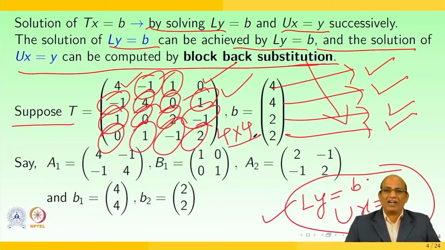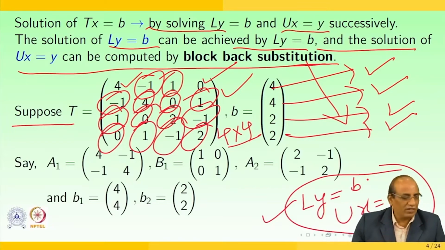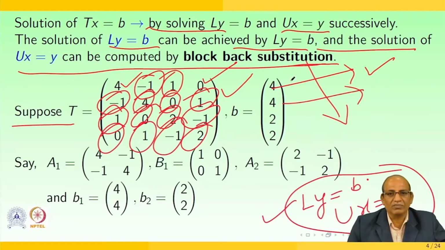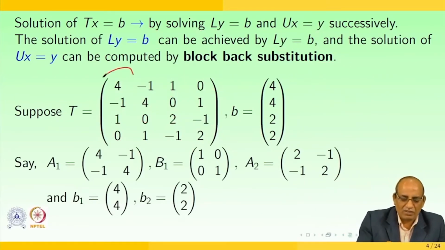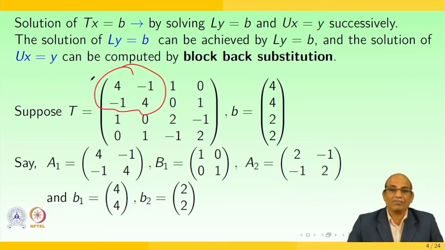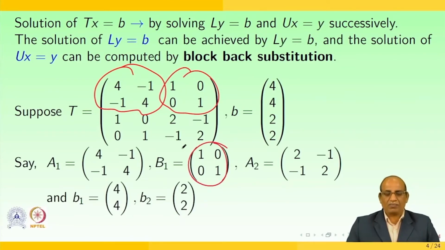So the 4 by 4 matrix is multiplied with an unknown X, and you have a right-side vector 4, 4, 2, 2. Now let's see what blocks you have. If you look closely, this is one block: 4, -1, -1, 4, which I call A1. Then this is another block: 1, 0, 0, 1.